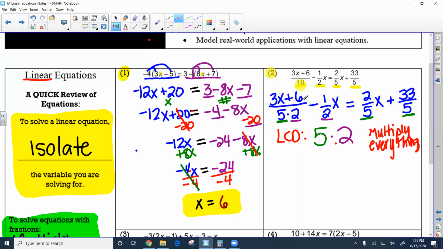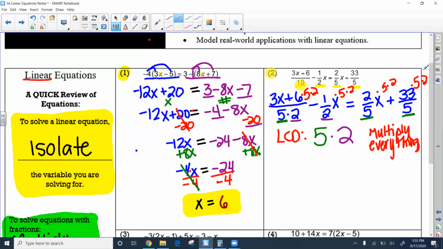Okay, so when I'm multiplying by 5 and 2, when I'm multiplying by the LCD, I'm just multiplying in the numerator. So I'm multiplying this term times 5 times 2. I'm multiplying this term times 5 times 2. I'm multiplying this term times 5 times 2. And I'm multiplying this term times 5 times 2.